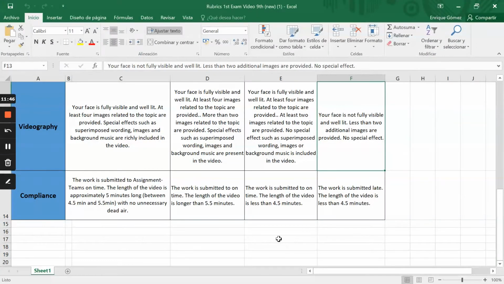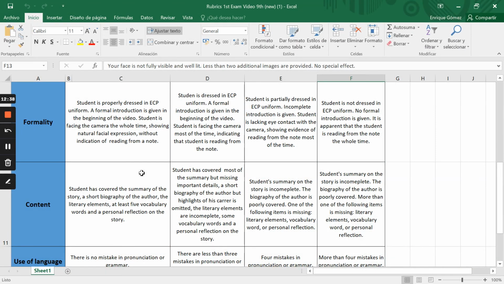In this part, your face is fully visible and well lit. That's another important thing that you have to deal with. At least 4 images related to the topic are provided. Special effects such as superimposed wordings, images, and background music are originally included in this video. If you're not an expert at this and you have a lot to put into it, then I would allow you to do it with one more person. Having 3 or 4 persons is just a crowd. That person can talk a little bit, but will mostly do the visual effects, and you take care of the talking. Your partner will do the special effects, and that will be fine.